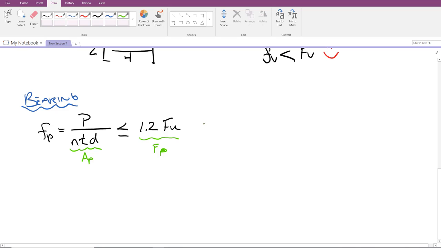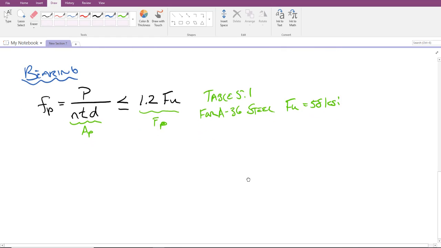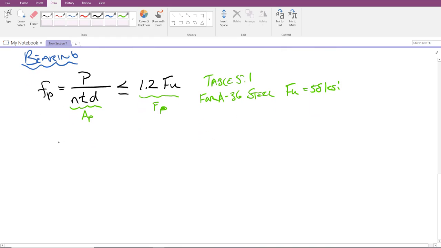We'll make one additional note here. We've got to go clear back to table 5.1 in the textbook, when we were talking about material properties, and we can find that for A36 steel we've got an ultimate stress of 58 KSI. We do need that value for this math. So let's go ahead and start plugging our values in.